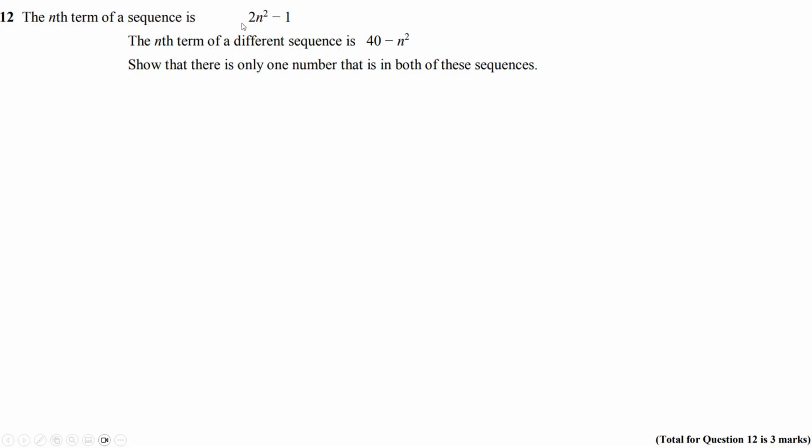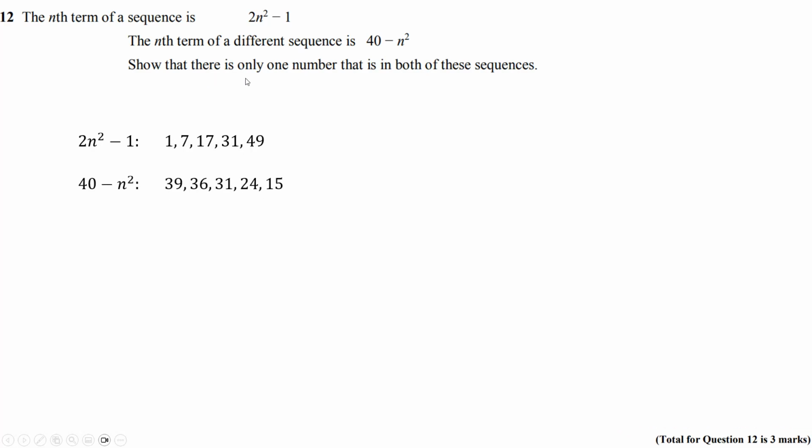The nth term of a sequence is 2n squared minus 1. The nth term of a different sequence is 40 minus n squared. Show that there is only one number that is in both of these sequences. Now, the easiest way to do this question is to write out the sequences. So plug in n equals 1, n equals 2, n equals 3, n equals 4, n equals 5 to get the sequence that you formed, and do the same thing for the second sequence.